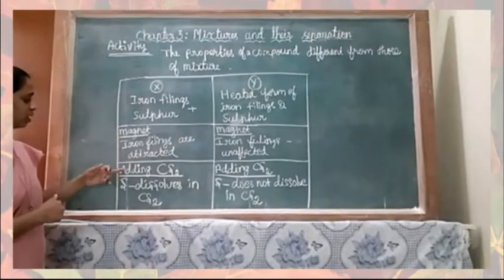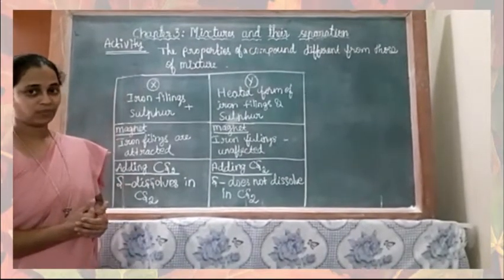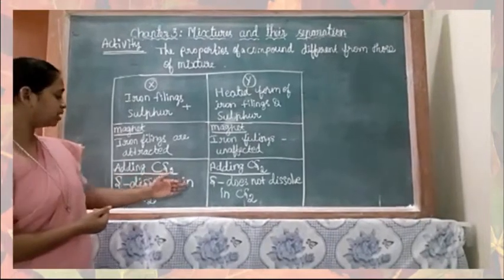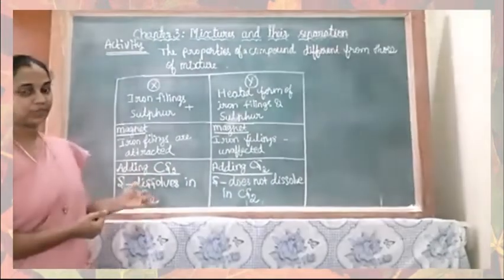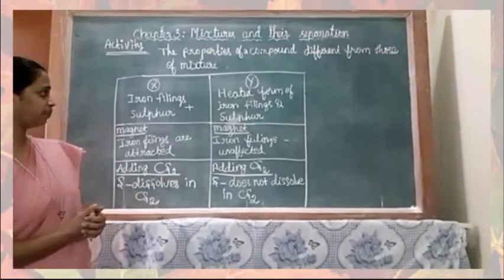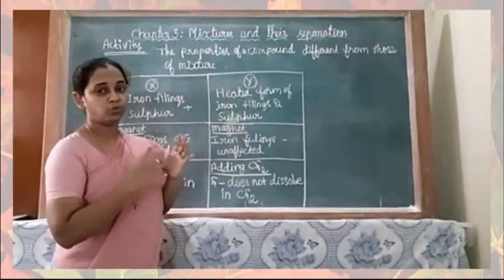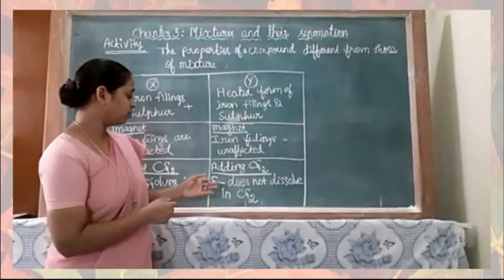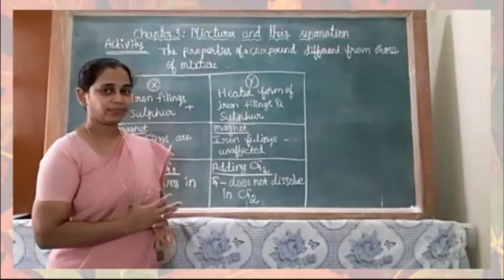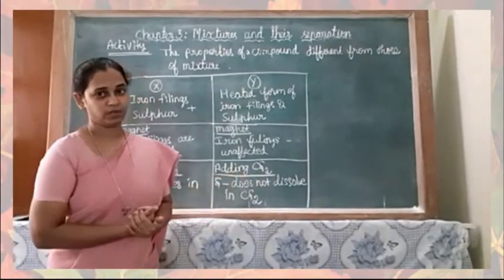Next step, add carbon disulfide to sample X. What happens? The yellow sulfur dissolves in carbon disulfide. Add carbon disulfide to sample Y. Here, the sulfur does not dissolve in carbon disulfide.